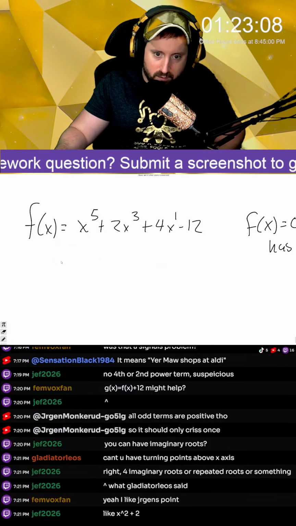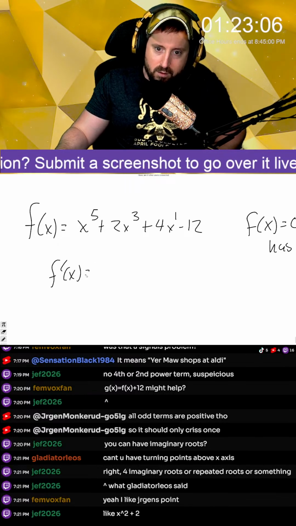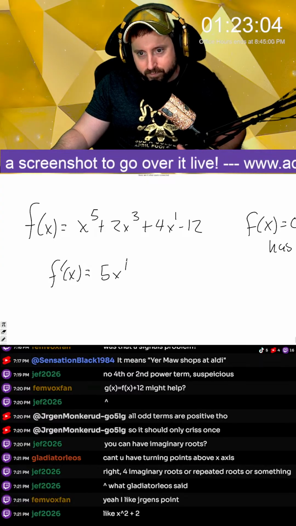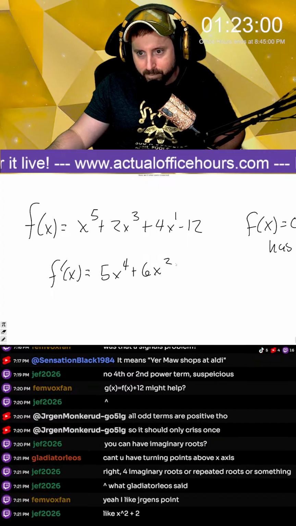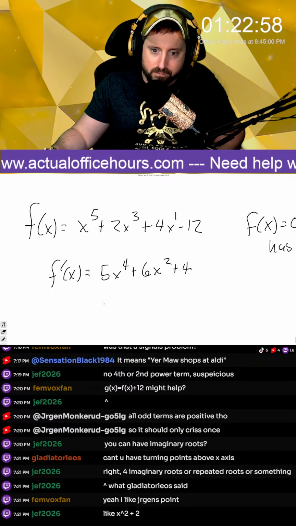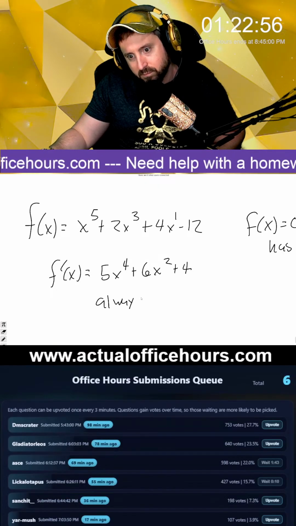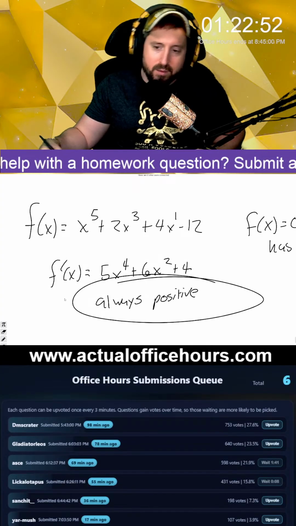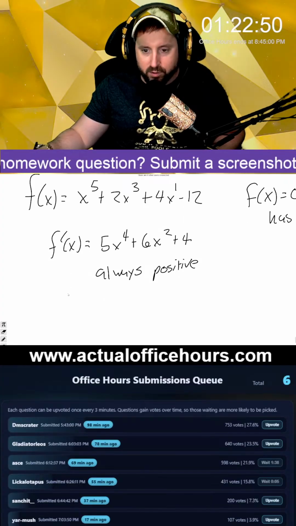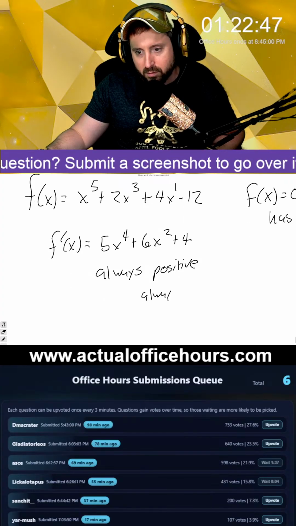Because once you take the derivative, all of your terms are going to become even positive powers. And so when you're negative, your derivative will still be positive, and when you're positive, it's obviously going to be positive. Therefore, it's always going to increase. It's always increasing, and it'll never go back down across the axis.